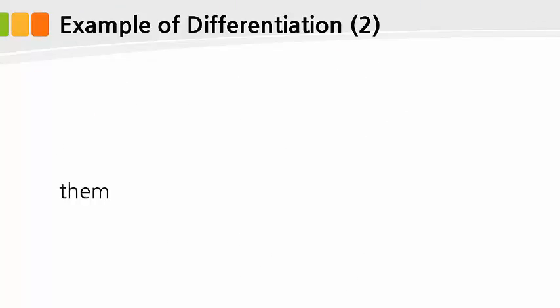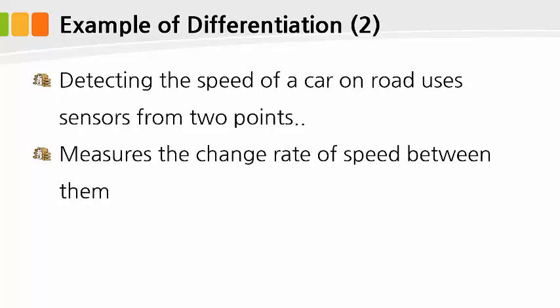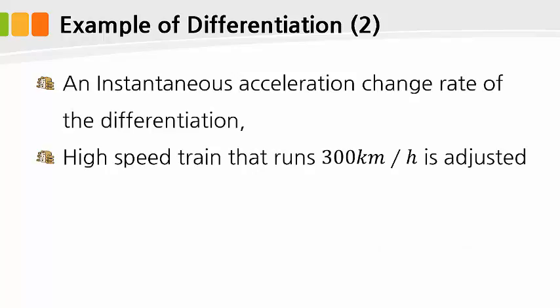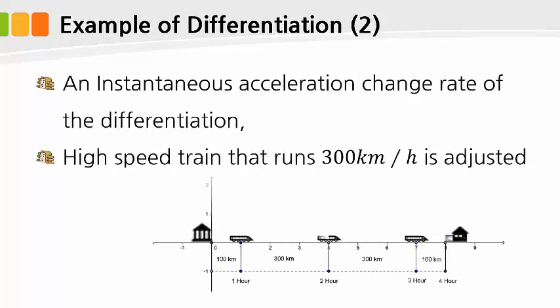There are real-life examples of differentiation. Detecting the speed of a car on the road uses sensors at 2 points and measures the change rate of speed between them. And the instantaneous acceleration, the instantaneous change rate, of a high-speed train that runs 300 km/h is adjusted using differentiation.